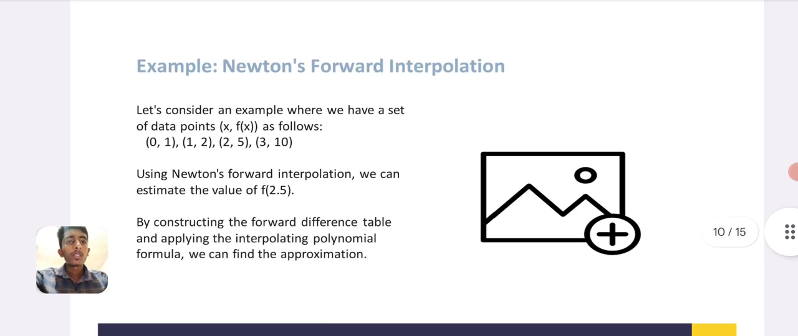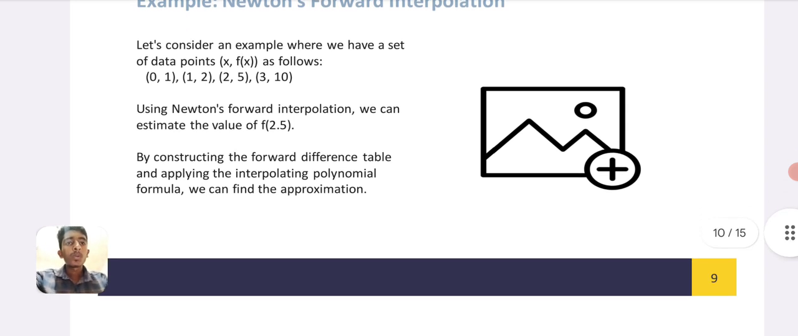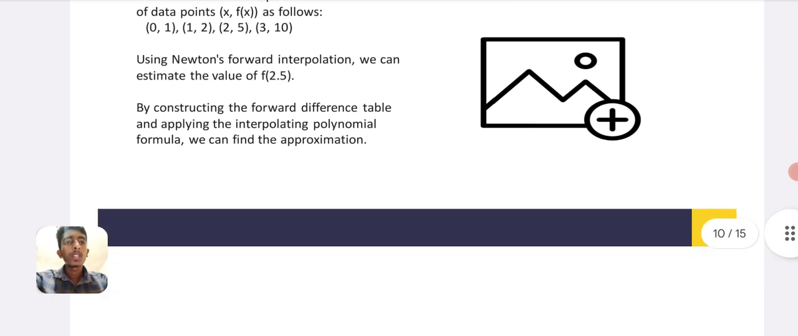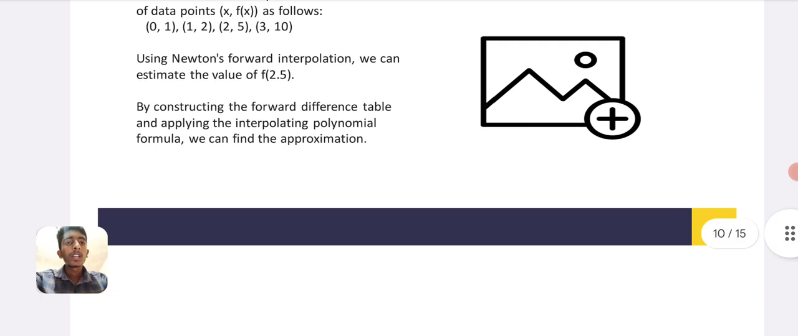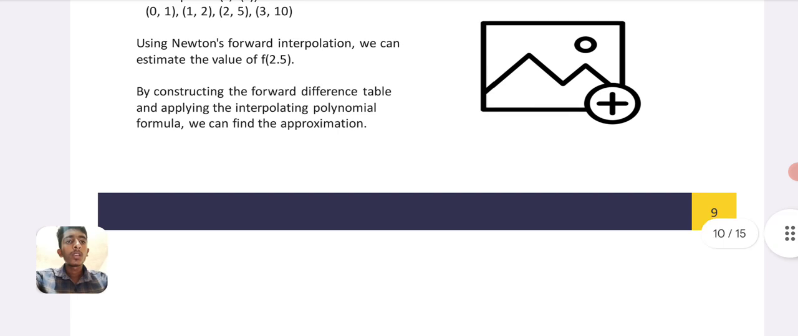Example. Newton's forward interpolation. Let's consider an example. We have a set of data points x, f(x) as follows. Using Newton's forward interpolation, we can estimate the value at 2.5 by constructing the forward difference table and applying the interpolation polynomial formula. We can find the approximation.